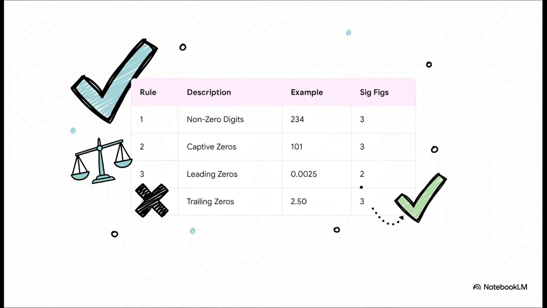Awesome. So let's just do a super fast recap. Non-zeros are in, zeros stuck in the middle are in, zeros at the very beginning are out, and trailing zeros at the end are in, but only if there's a decimal point. That's your cheat sheet right there.